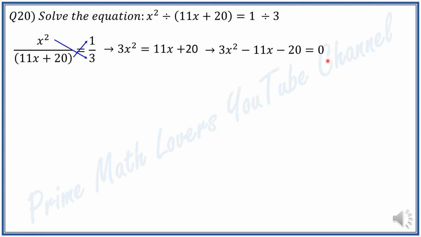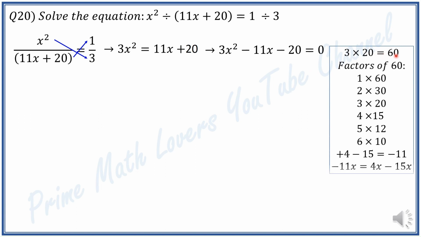We try to solve this quadratic equation by factoring. For doing this, we multiply the coefficient of x squared, which is 3, by the constant term, which is 20. So 3 times 20 is equal to 60. Then we write down all the factors of 60, which are 1 times 60, 2 times 30, 3 times 20, 4 times 15, 5 times 12, or 6 times 10.